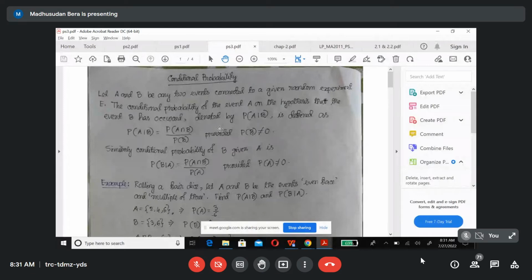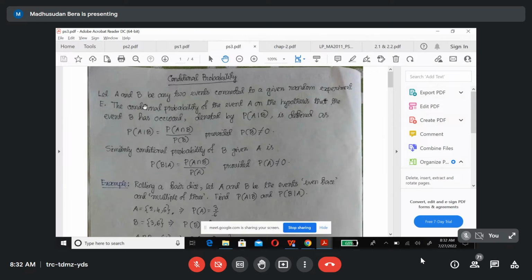A and B are any two events connected to a given random experiment E. The conditional probability of the event A on the hypothesis that the event B has occurred is denoted by P of A given B. What is P of A given B? It is P of A intersection B divided by P of B, provided P of B is not equal to 0. Forget about whatever is written; suppose this is the formula: P of A intersection B by P of B. Obviously the denominator must be non-zero. That's why P of B not equal to 0 is required.